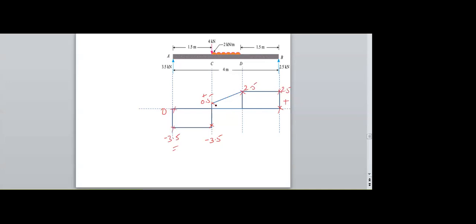So here I need to join all of these. Here I will get a horizontal line, and wherever the UDL is existing, I will get an inclined straight line for the shear force diagram.